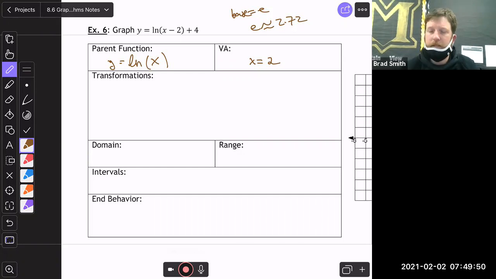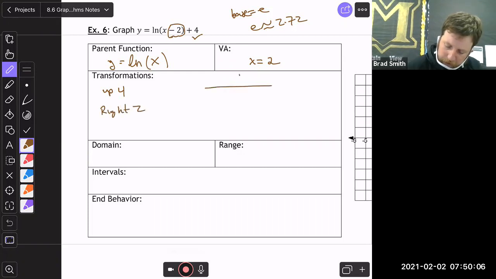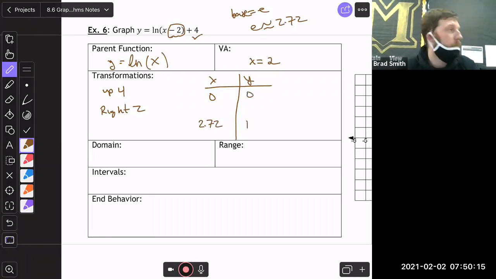What are my transformations? All right, we're going to go up 4. And that's this one. What's this one going to do? It's going to go right 2. So in my table, I'm going to do 0 and I'm going to do E, which is 2.72. Sorry, I'm not going to do 0 and 2.72. I'm going to do 1 and 2.72. So it's 1 in your base.